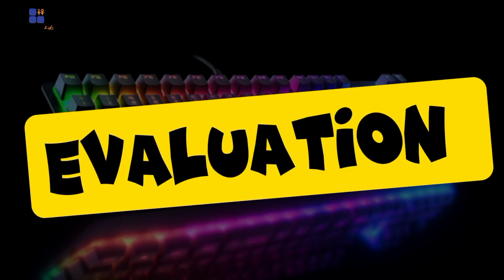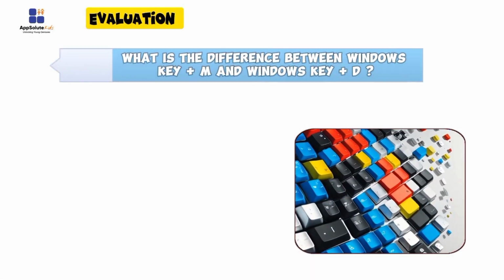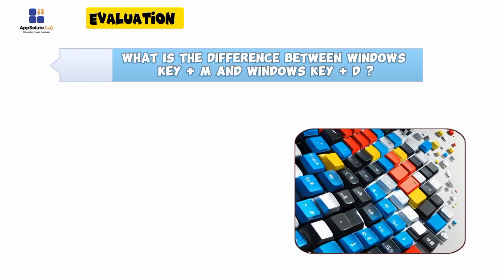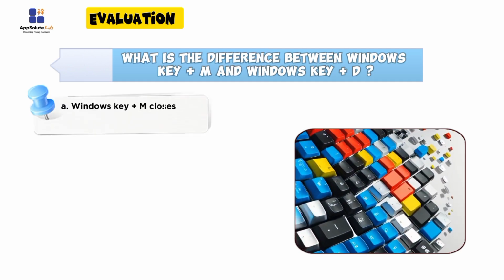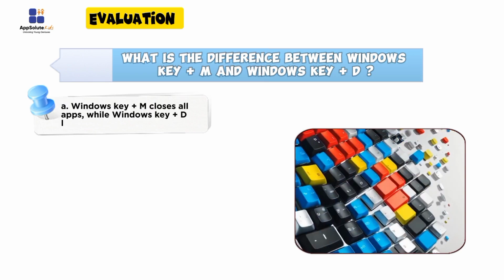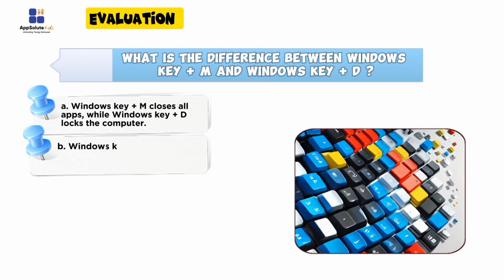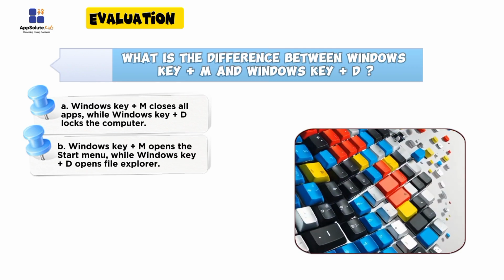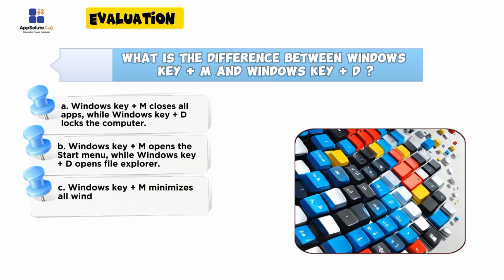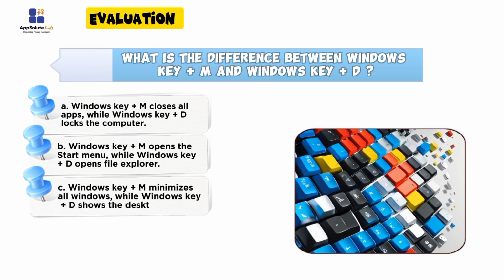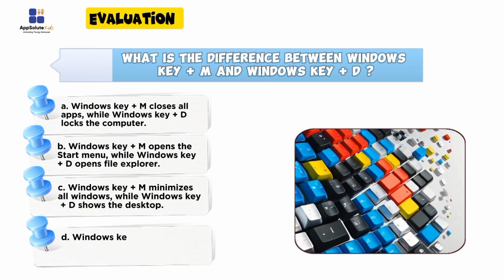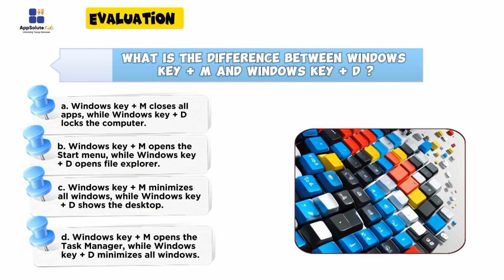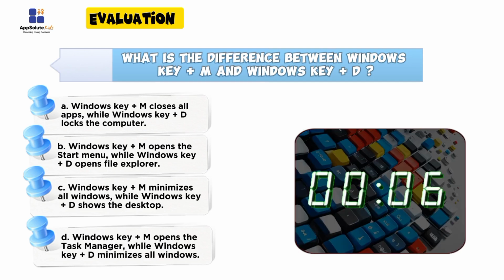Now, here's a little challenge for you. 1. What is the difference between Windows key plus M shortcut and Windows key plus D shortcut? A. Windows key plus M closes all apps, while Windows key plus D locks the computer. B. Windows key plus M opens the Start menu, while Windows key plus D opens File Explorer. C. Windows key plus M minimizes all windows, while Windows key plus D shows the desktop. D. Windows key plus M opens the Task Manager, while Windows key plus D minimizes all windows. You have 7 seconds to answer the question.